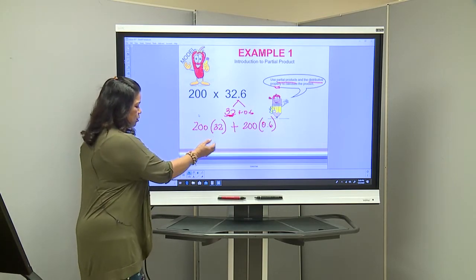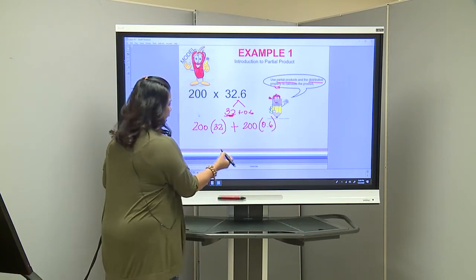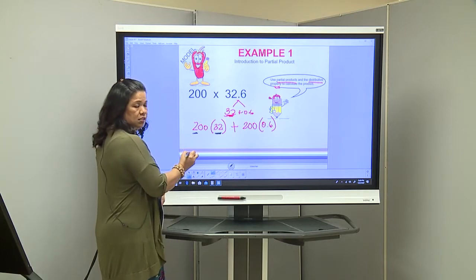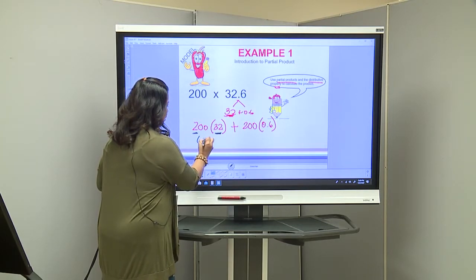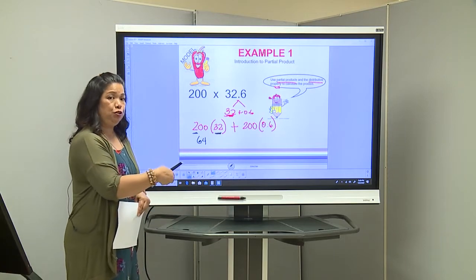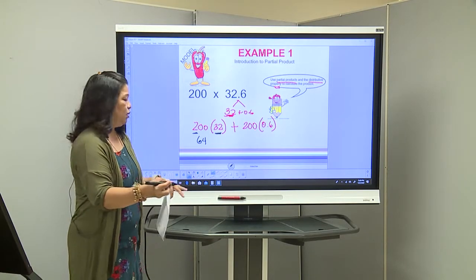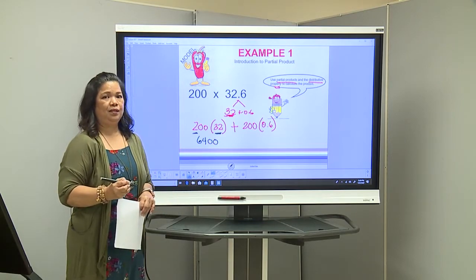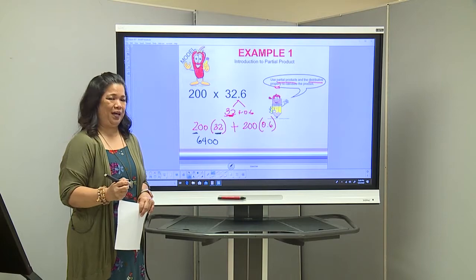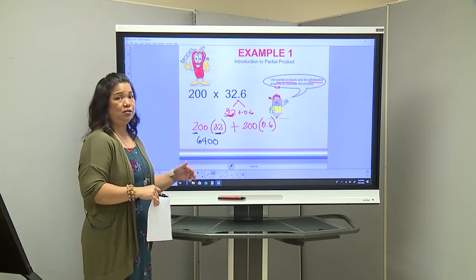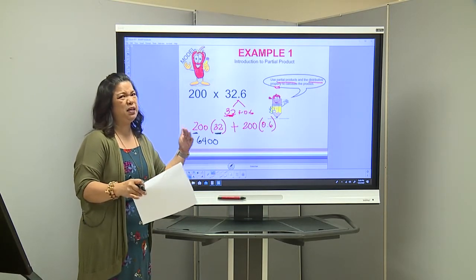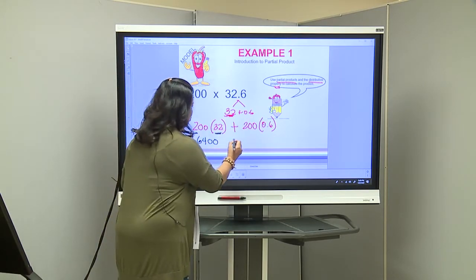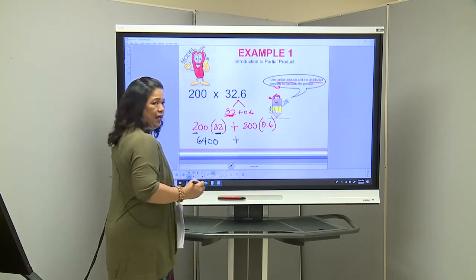Beginning with 200 times 32. I know that 32 times 2 is 64. But we are multiplying it not by 2, but by 200. So this is 6,400. Mental math. Okay? Can you imagine if we used the standard algorithm? It's going to be a long one, as shown in the previous slide. Then we go to the next factors.